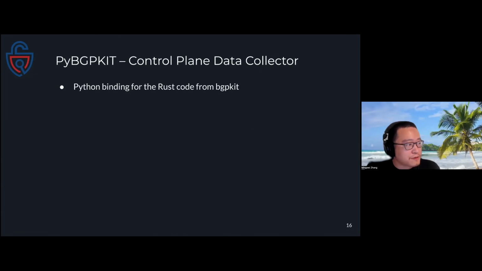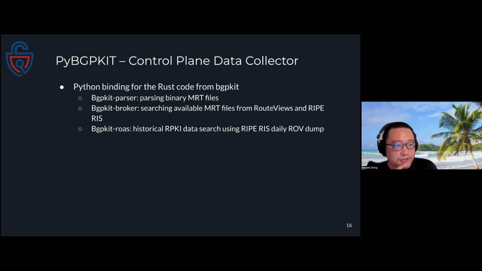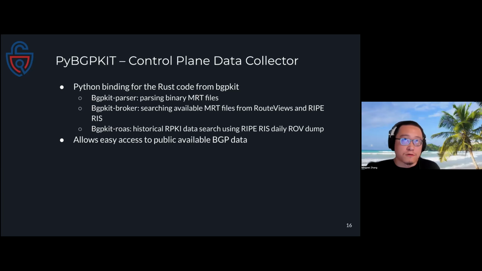So this is the work of adding a Python binding for all the Rust code from BGPKit. It's basically a set of open source libraries that I built before, that I can work with BGP MRT files, and also archiving and indexing the existing ones that are available on RouteViews and RIS. I also added additional features to enable queries over historical RPKI data, so that you can do some more analysis on routing security over time.